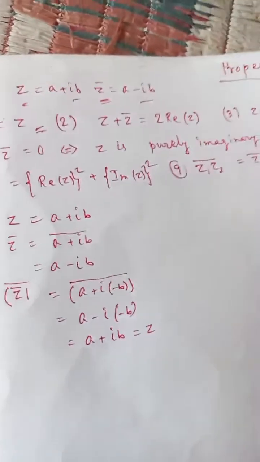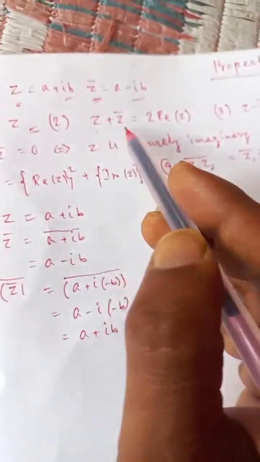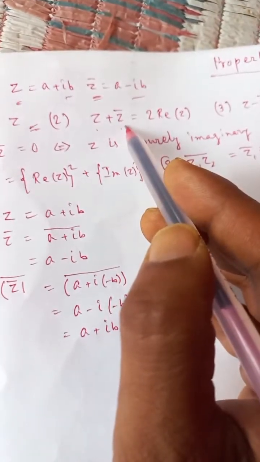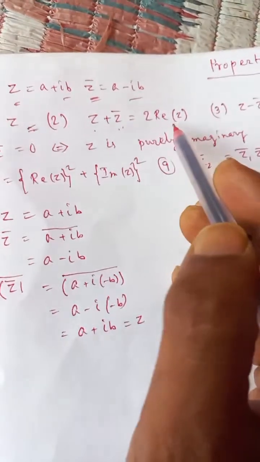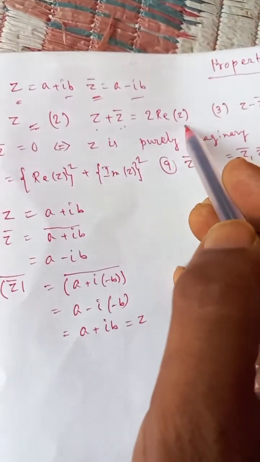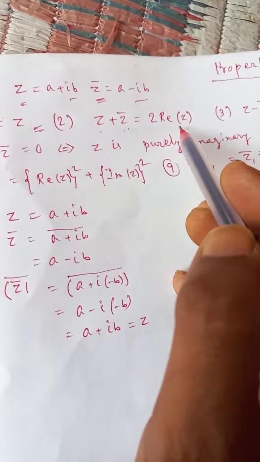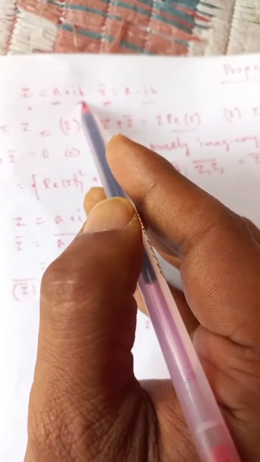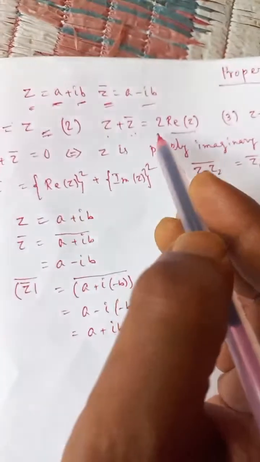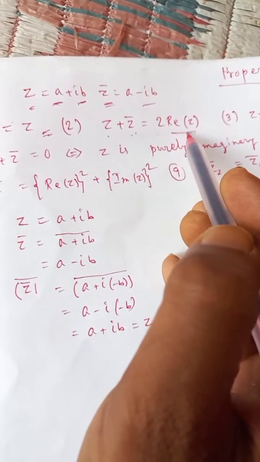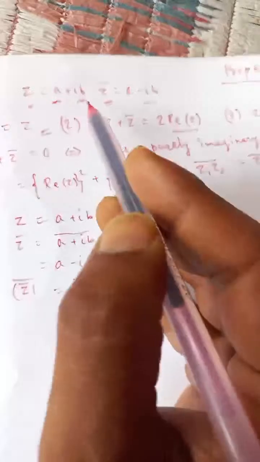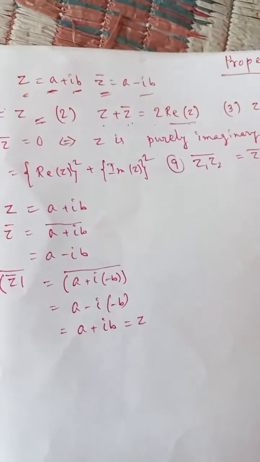Now the second property is that Z plus Z bar is equal to 2 real Z. Real Z means just a is called the real part of Z and b is called the imaginary part of Z. So 2 real Z means 2 into a. So we have to prove this.